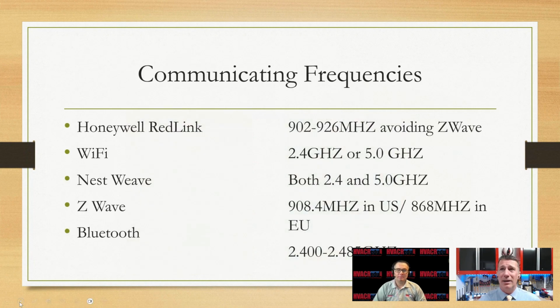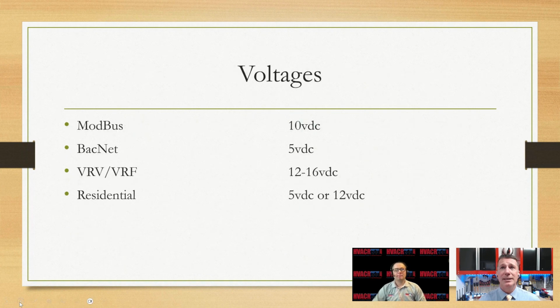On those wireless systems, RedLink is using 900 megahertz. Wi-Fi is 2.4, 2.5. So those are just different communicating platforms depending on what you're working on. Now, DC voltage wise, our other commercial networks are using some similar voltages, usually doing 10 volts. So they're doing the exact same thing.